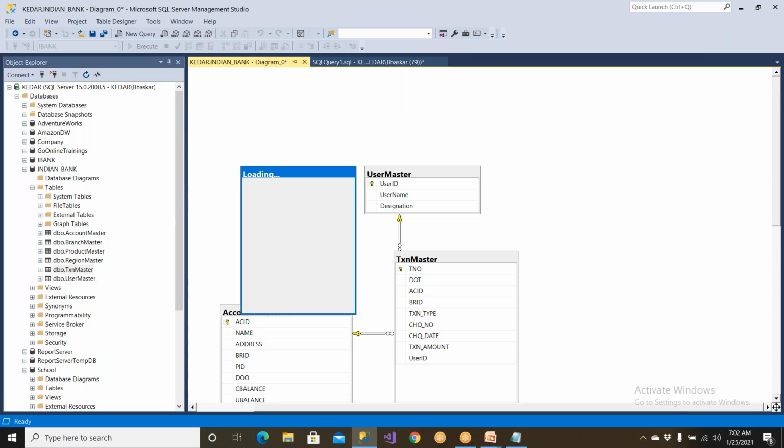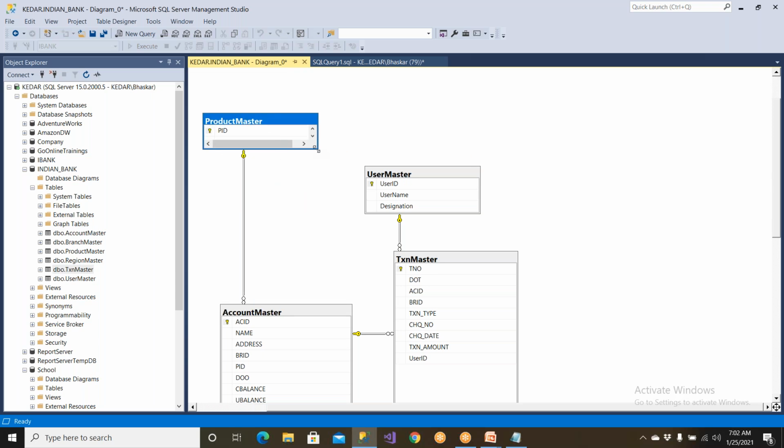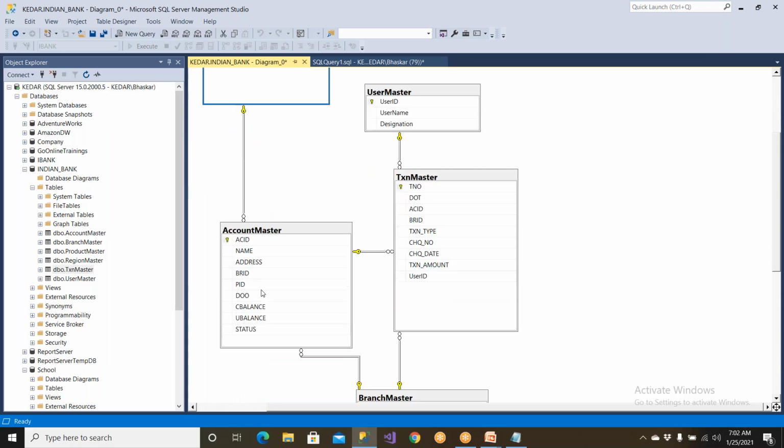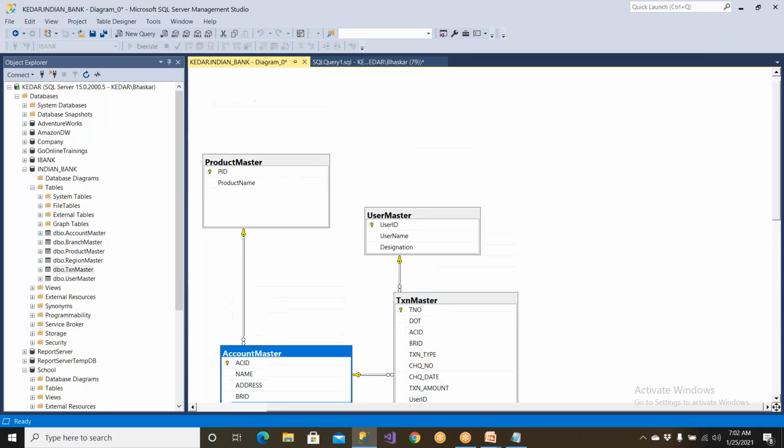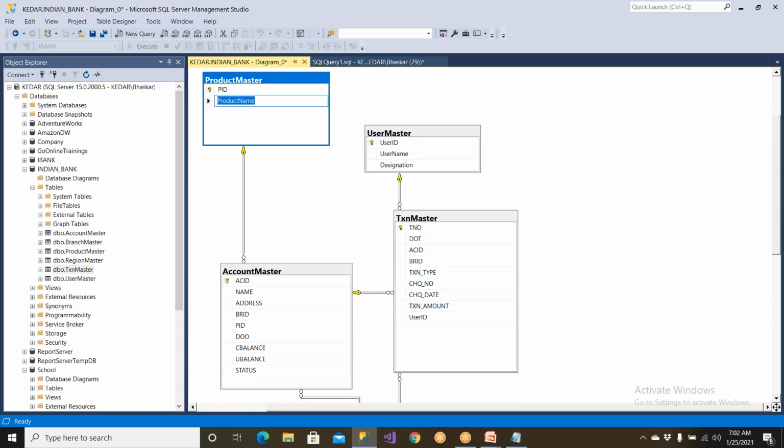If I drag and drop the product master table, product master is linked to this table again, a product ID is here. What is the product ID? Product ID means the complete product name is available here, right? So this is the primary key and this is a foreign key. Have you seen this?